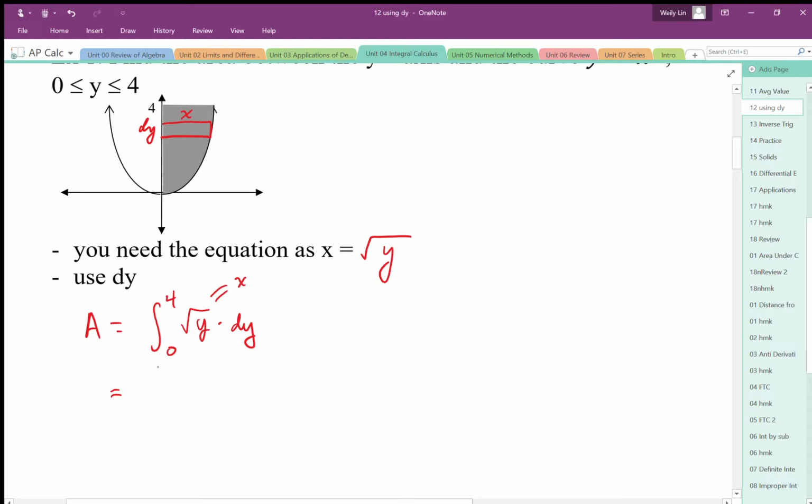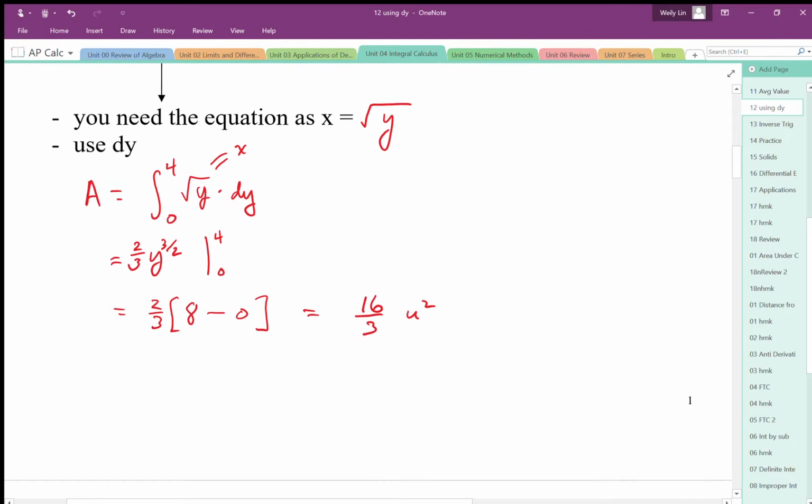We're integrating with dy. We end up with y to the 3 over 2, and then divide by 3 over 2, we get 2/3. And we're going to integrate from y equals 0 to y equals 4. So plugging that in, we end up with 2/3 times 4 to the 3 over 2, minus 0. So 4 to the 3 over 2 is 8, minus 0, so we get an area of 16 over 3 units squared. So there's a general way we do it.